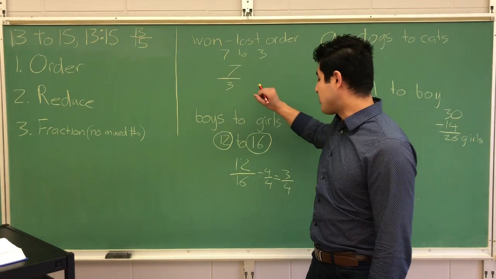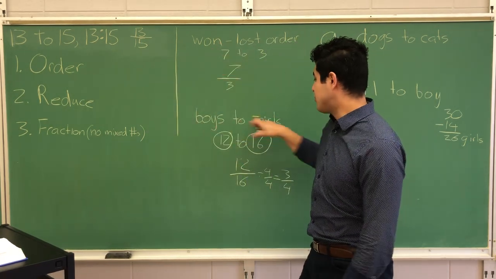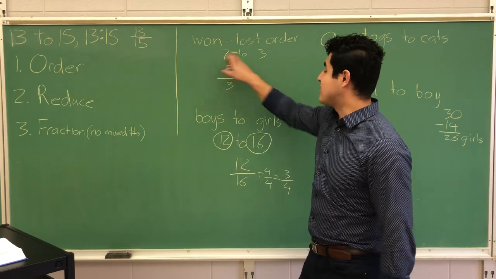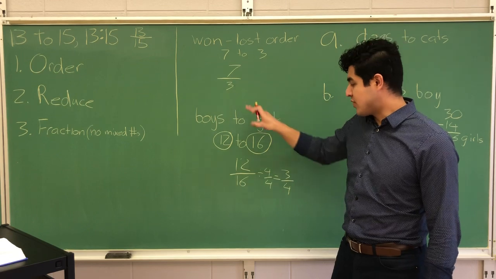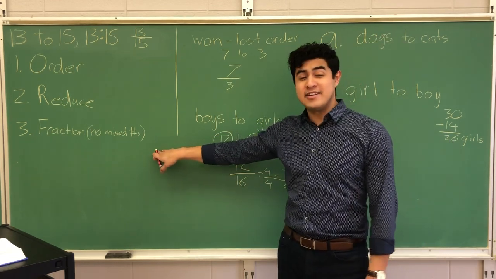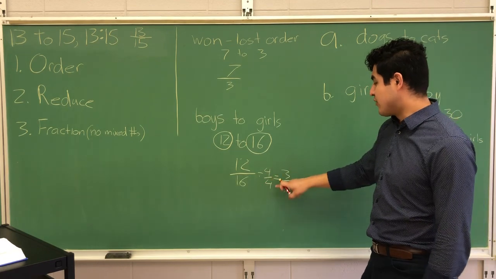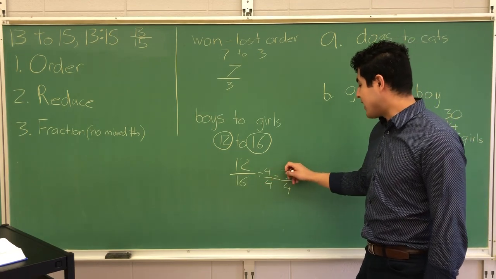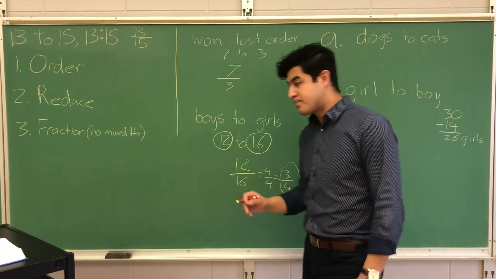We kept it as an improper fraction. In both of these, we followed the correct order, okay? Boys to girls, 12 to 16, in this case 7 to 3. And in this one, we didn't reduce, okay? Because that would have meant making it into a mixed number. But in this case, we have 2 even numbers, so we've reduced them, okay? So our final answer should be 3 over 4 or 3 to 4.